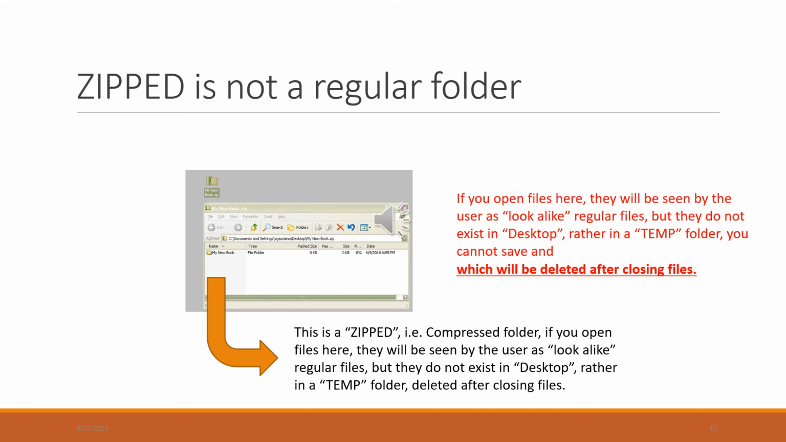So if by any chance you start to work on some file that is inside a zipped folder without taking it out of the zipped folder, Windows creates a temporary copy of that file where you work. But then when you close it, it's deleted. You cannot save it as it is. You might save it as, but you cannot save it as it is. So you better not work inside the zipped folder.